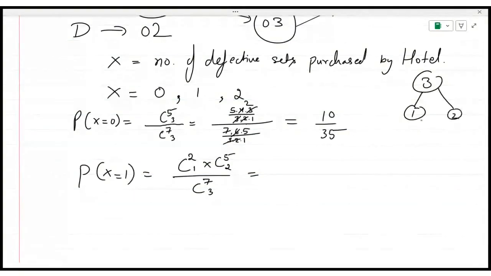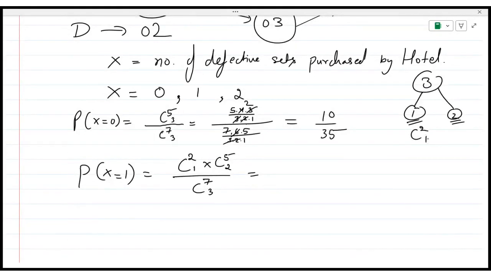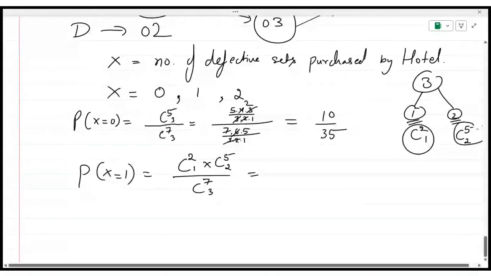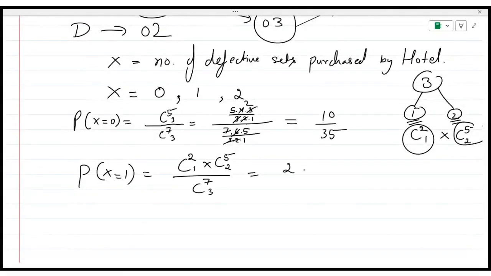Now the hotel has to purchase 1 defective and 2 non-defective. First we found in how many ways one defective can be purchased. That is, 2 are defective, 1 defective, 2C1. Now how many ways can 2 non-defective be purchased? Total 5 are non-defective and we want 2 out of them. So there are this many ways to do the first task, there are this many ways to do the second task, and we want both. So we apply the principle of multiplication.